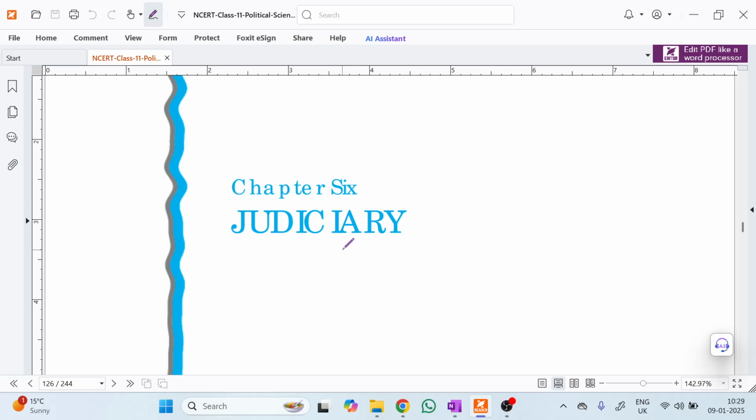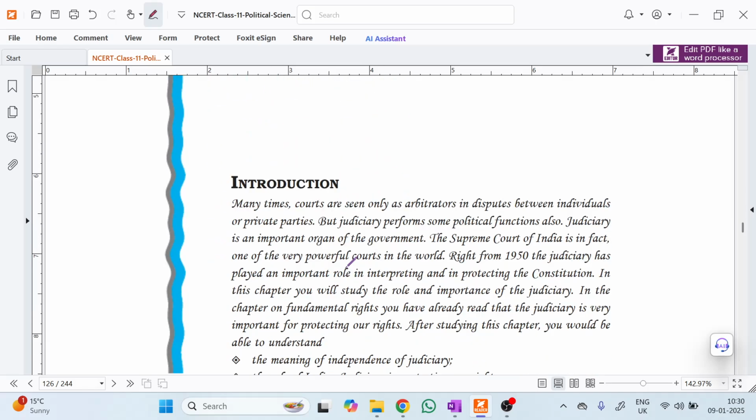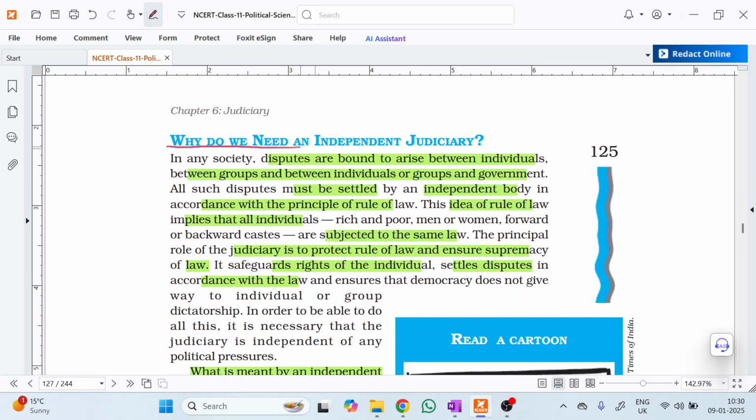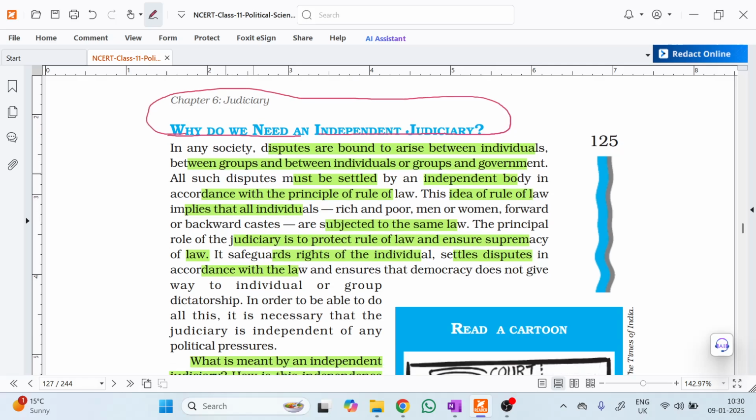Good morning, everyone. I'm going to start with a new chapter, Judiciary of NCERT Class 11 Political Science. And this chapter starts with the question, why do we need an independent judiciary? Independent judiciary की ज़रूरत क्यों है? That is because in any society, disputes can arise between individuals, between groups, and between individuals and groups on one side and government on the other.